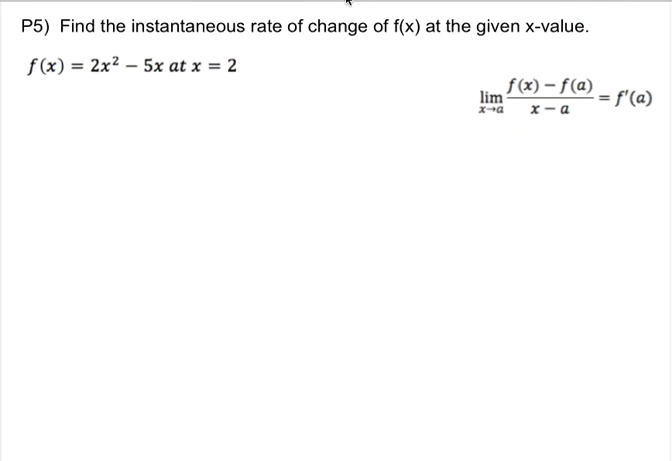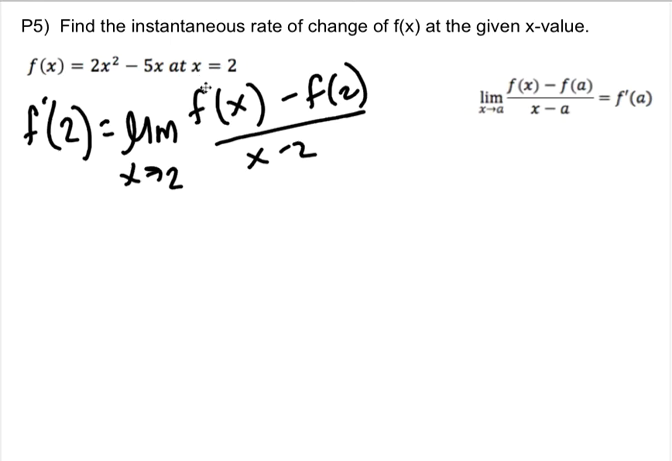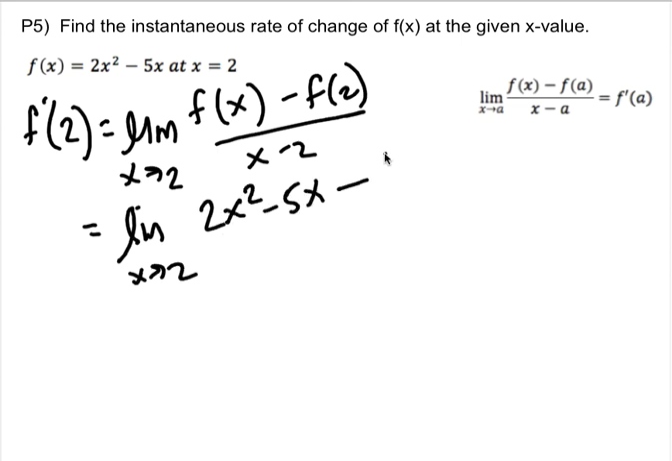All right, so go ahead and try P5. Again, I would suggest that you use this one. You're welcome to use the other one if you want. All right, so I want f prime of 2. That's going to be the limit as x approaches 2 of f of x minus f of 2 over x minus 2. So I need f of 2. Well, when I want f of 2, I'm going to plug a 2 in right here. So I'm going to get 2 times 4, so that gives me an 8, minus 5 times 2. So it's 8 minus 10, which is negative 2. So I'm going to get that this is the limit as x approaches 2 of 2x squared minus 5x minus a negative 2, all over x minus 2.